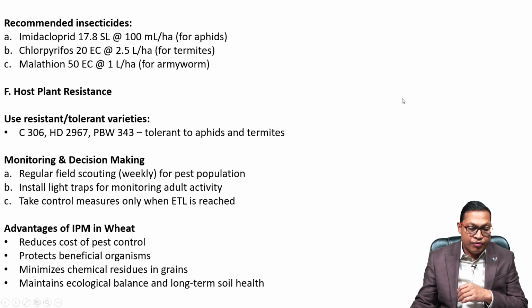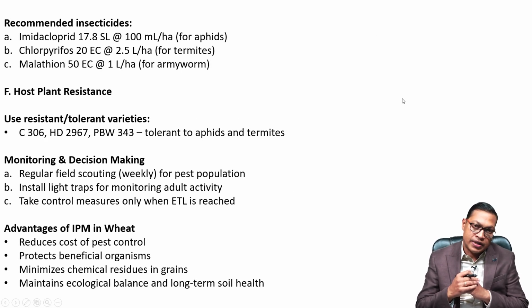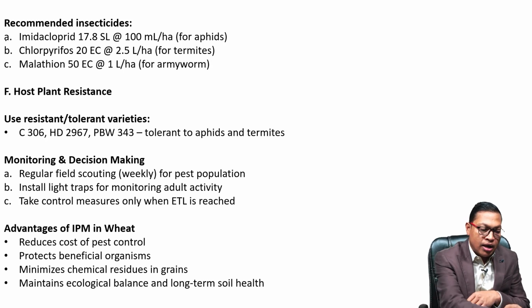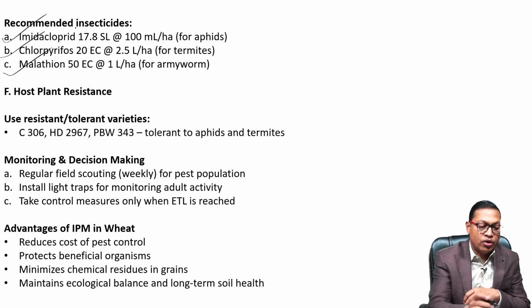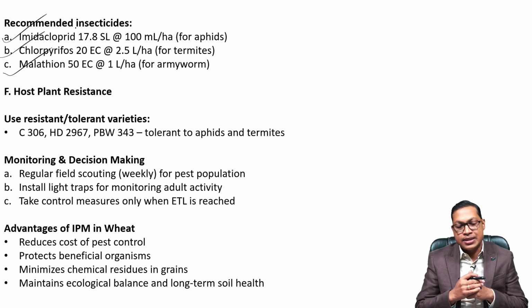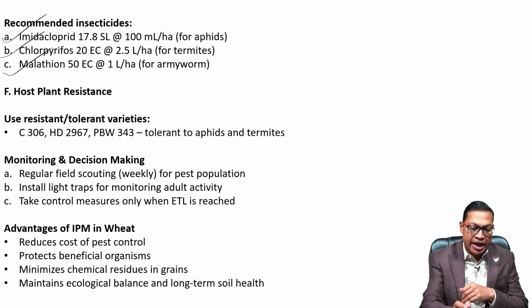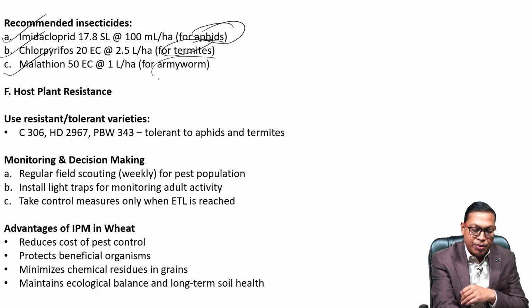So, here we have different types of insecticides like imidacloprid, chlorpyrifos, malathion. We can use these insecticides for managing different problems like aphids, termites and armyworms.